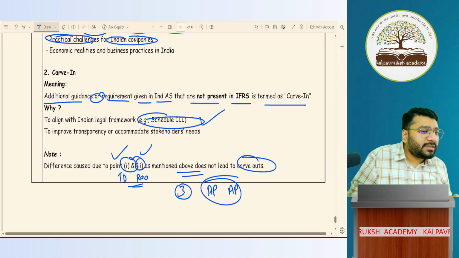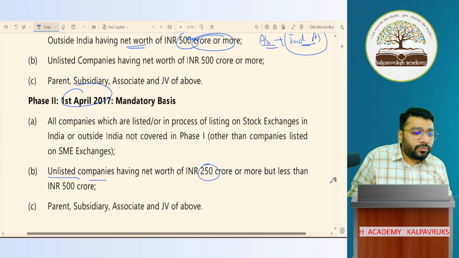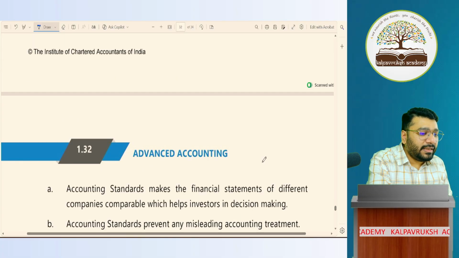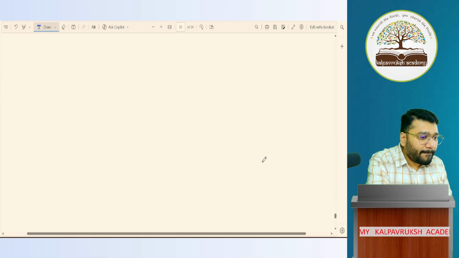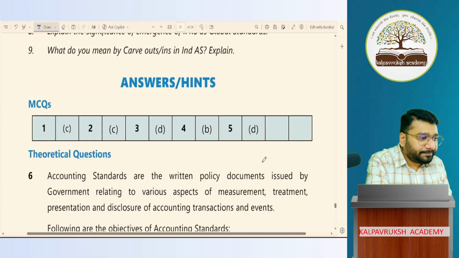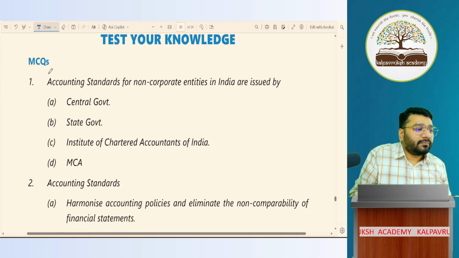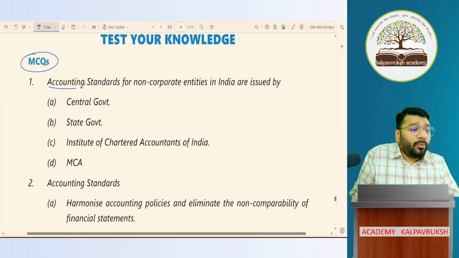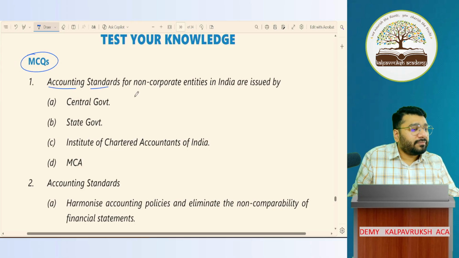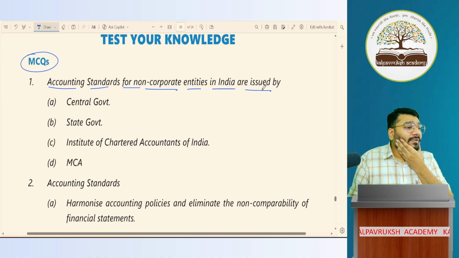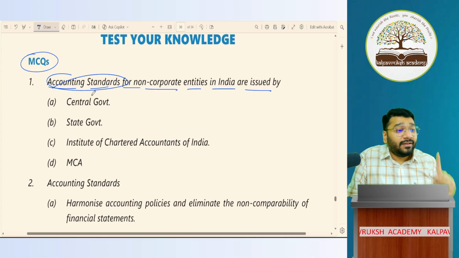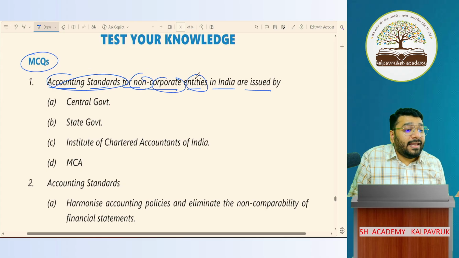Now what we are going to do is, we'll very quickly go through the MCQs that have been given in the ICI module. So please take page number 1.30. MCQs. Accounting standard. Accounting standard for non-corporate entities in India are issued by accounting standard. I didn't say Ind AS. For non-corporates in India are issued by.